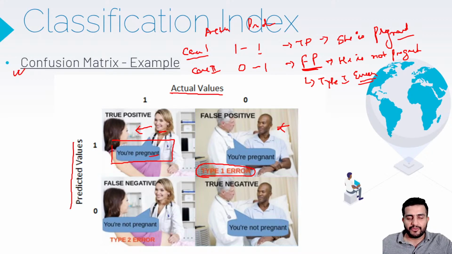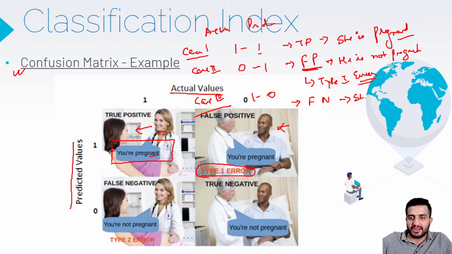Okay. So fair enough. Proceeding further. Next case is case 3, where I originally said 0, but actually it is 1. So I said that you are not pregnant. I predicted negative, but this negative is wrong. So it is a false negative. She is actually pregnant. So again, it's a problematic thing. The situation of false negative is also termed as type 2.